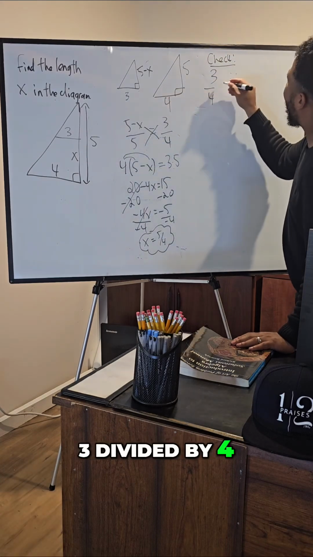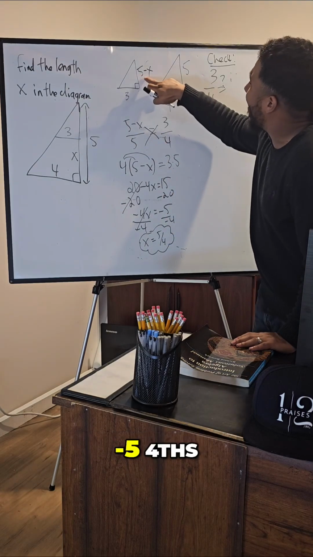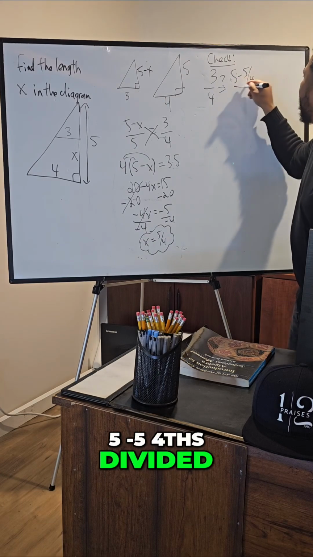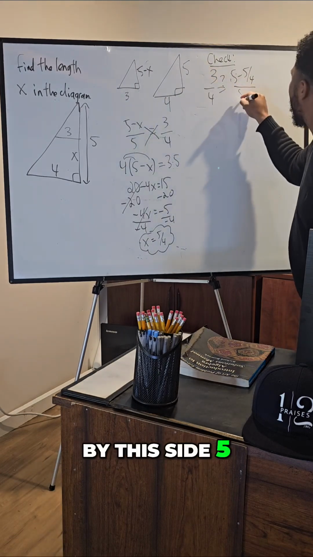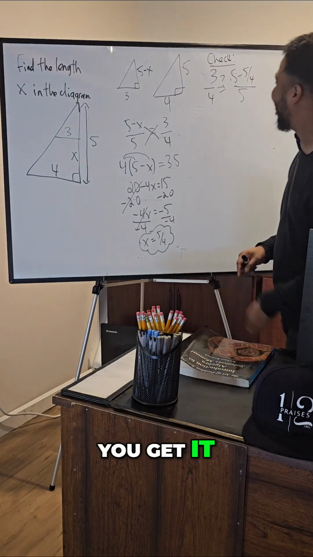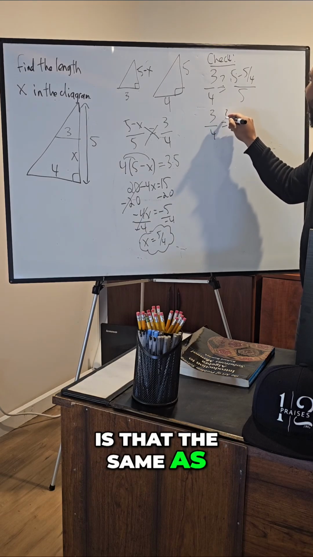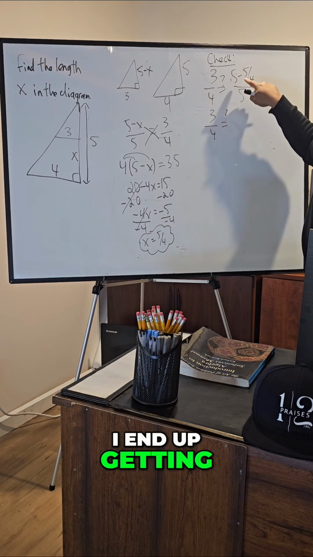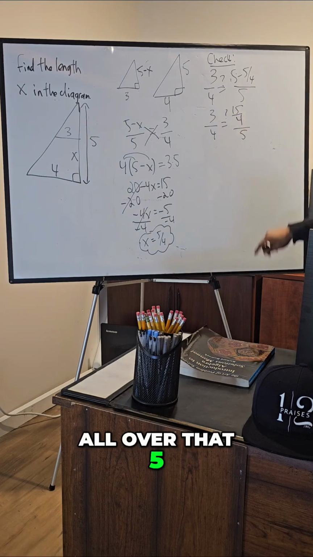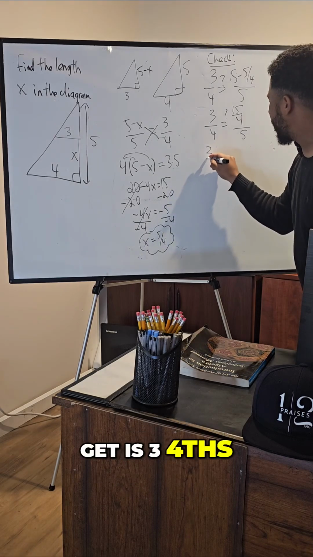3 divided by 4, is that equal to, if I plug in 5/4 for x, we would get 5 minus 5/4 divided by this side 5? We're seeing, is this a true statement? Let's check it out. So first, 3 divided by 4. Is that the same as, well, when I subtract these, I end up getting 15 divided by 4 all over that 5. And when you divide fractions, you multiply by the reciprocal. So here we would get 3/4.